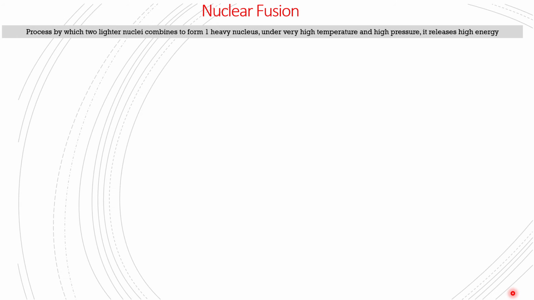Now let's understand fusion. Fusion is completely opposite of fission. In this case, two lighter nuclei will be combined to form one heavy nucleus. But what is the trigger? Trigger is very high temperature and high pressure. This one also releases a lot of energy.